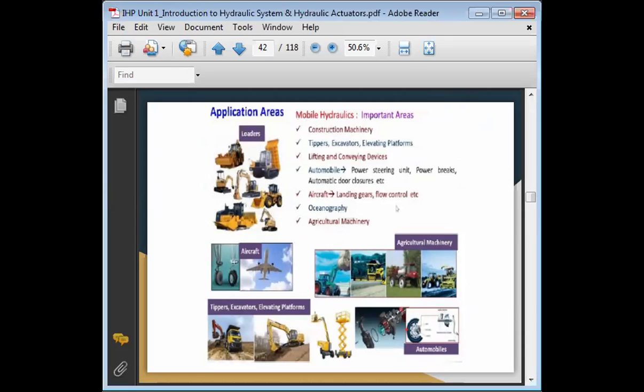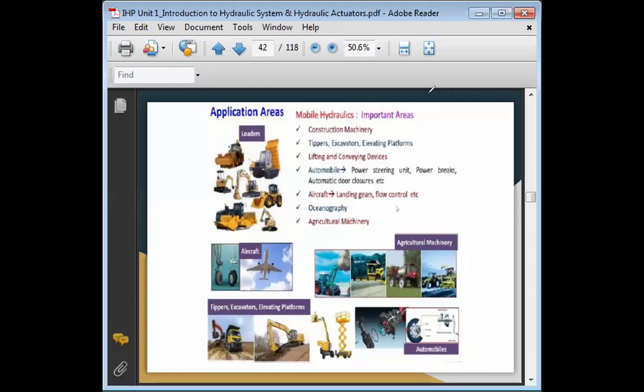Mobile, actually, what does mobile mean? Movable. Getting it? So mobile hydraulics, and its important application areas, we will see here. As I have mentioned, power packs are available from heavy duty to portable, compact ones that can be moved from one place to another place. Here I have listed some mobile hydraulics applications.